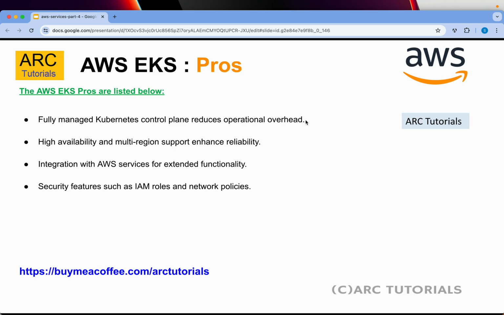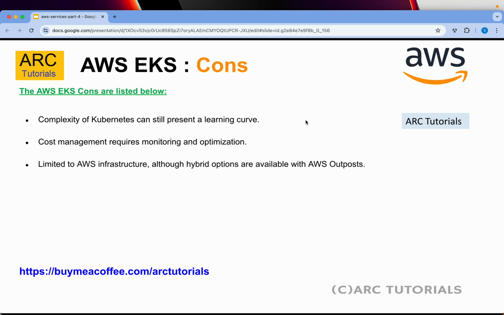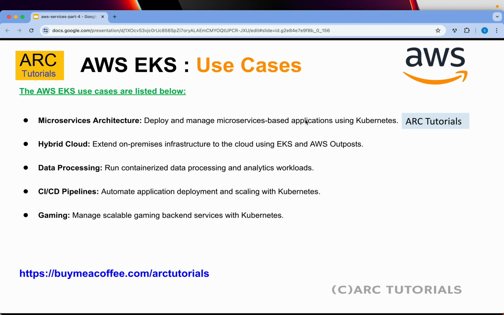What are some of the pros? It's a fully managed Kubernetes control plane, which reduces operational overhead. You don't really need so many people to install, run, and configure it. It's highly available. It has multi-region support, so you can deploy in multiple availability zones. You can integrate with other AWS services, and it comes with built-in security features. What are some of the cons? The learning curve is the only one that I would particularly highlight, given the complexity of managing Kubernetes. Again, cost may shoot up or down based on utilization. Now, there are hybrid options available, but still you'll be somewhat bound to AWS infrastructure. Those are the only cons.